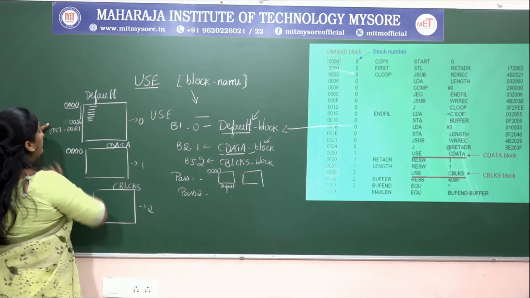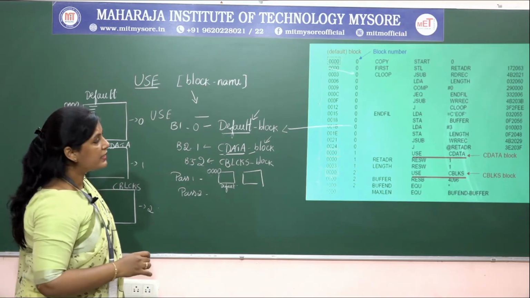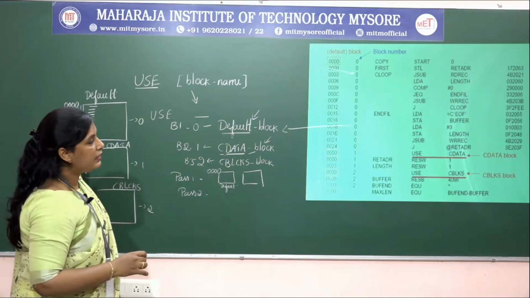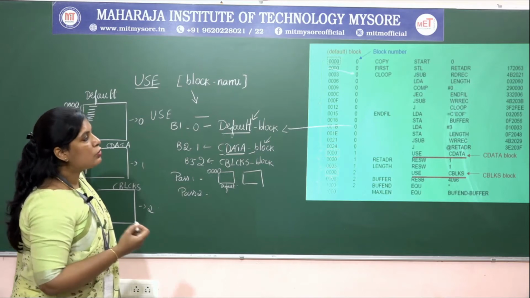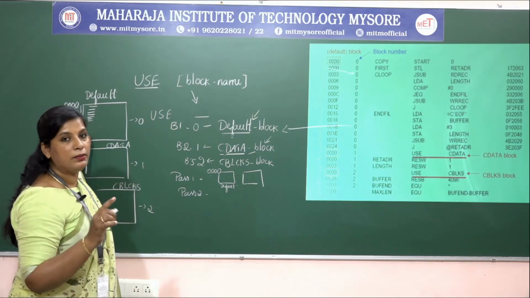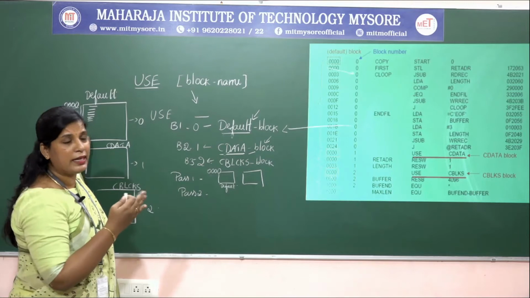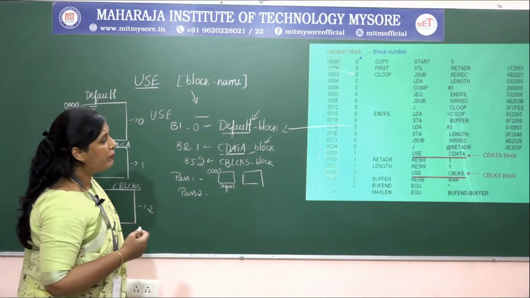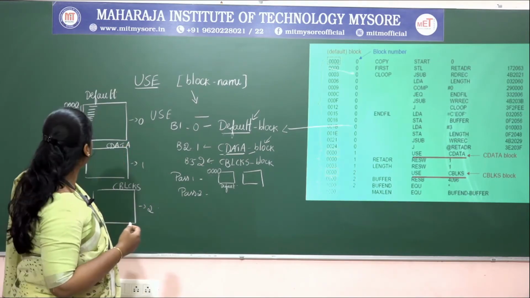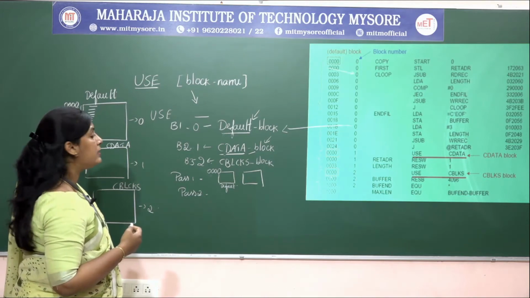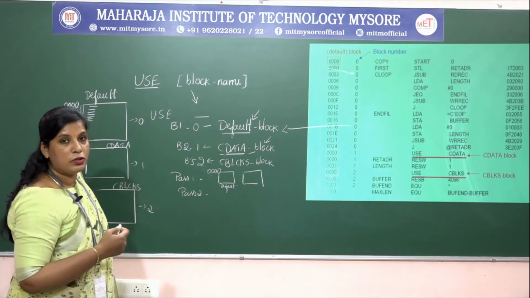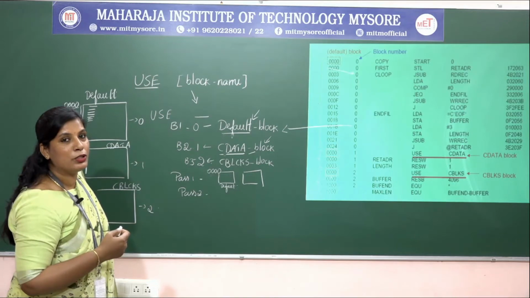It is 0027, because since it is a SIC program, SIC/XE, whatever the instructions are, they will all be in format 3 only. I will tell why we are taking format 3 only here. The program counter for the next memory location is going to be incremented by 3.